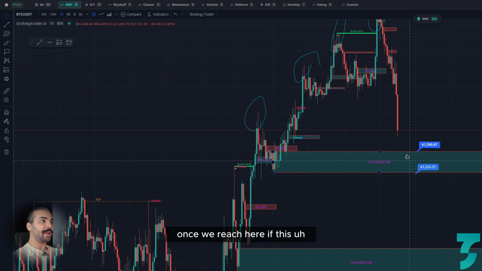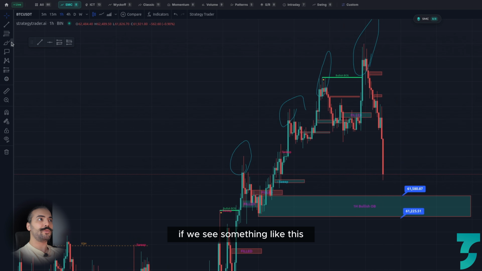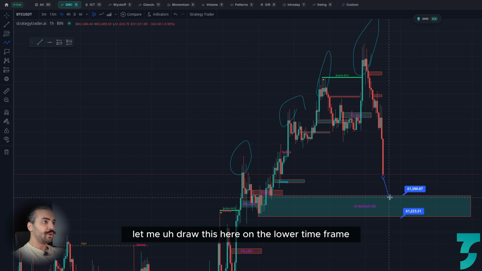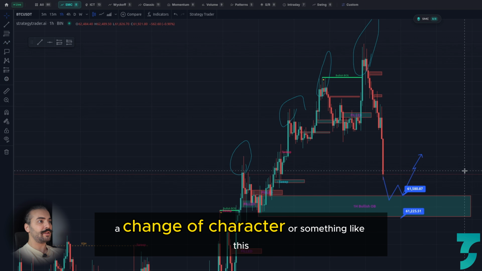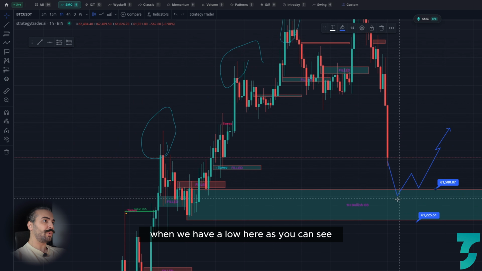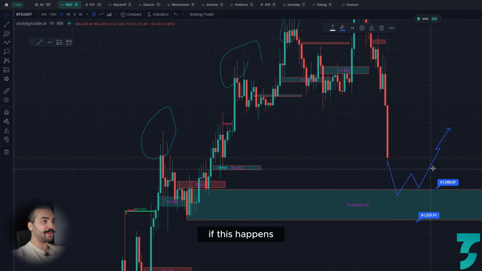Once we reach here, in the 5-minute or 15-minute time frame, if we see something like this, let me draw this here, a bullish CHoCH, a change of character, then that is a good sign. A bullish change of character is when we have a low here, and then a high, and then a higher low, and above this high we can open a long. So this would be a good position for us if this happens.